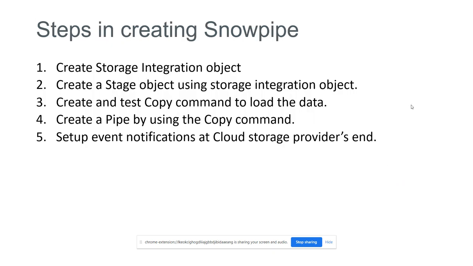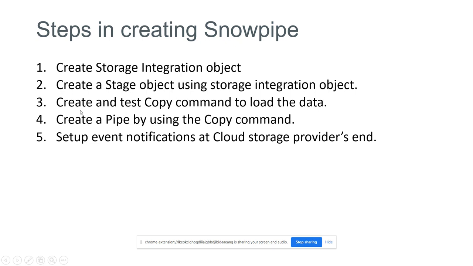Now what are all the steps in creating Snowpipe? This is important. We have to follow all these steps to activate a Snowpipe. First of all, we have to create a storage integration object between our external cloud storage and our Snowflake account. Second, we have to create a stage object by using the storage integration object. I have already explained this in the previous session. After creating the storage integration object, by referencing this object name, we have to create a stage object, that means from where we have to fetch that file and load it into Snowflake.